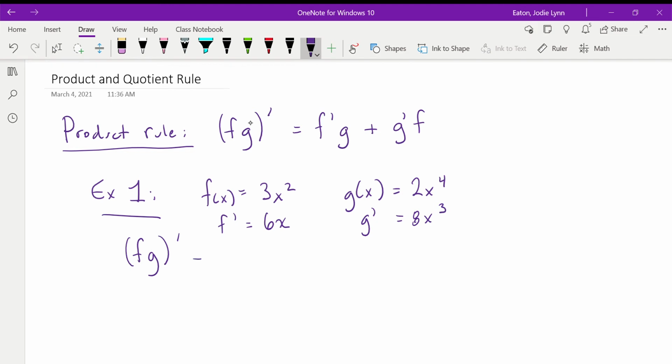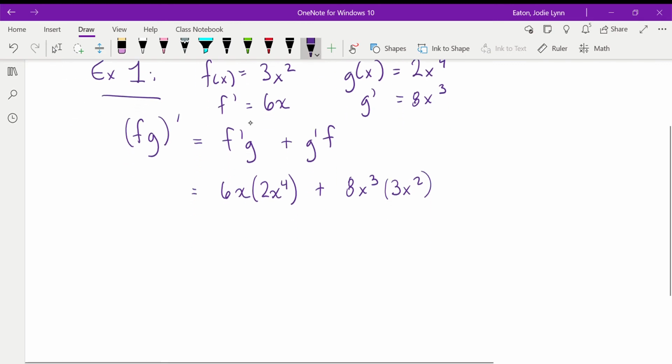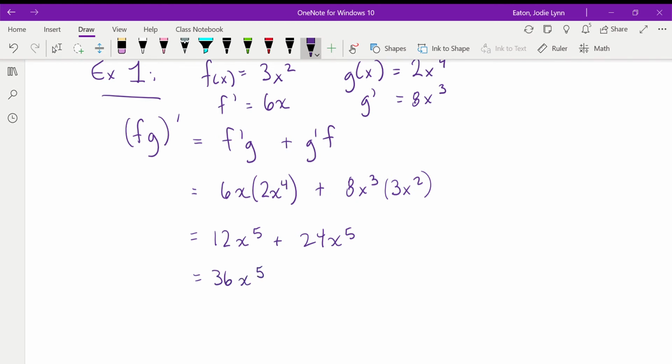So the derivative of f times g is equal to f prime g plus g prime f. So that is equal to 6x times g, which is 2x to the fourth, plus 8x to the third, which is g prime, times f, times 3x squared. Okay, so when we go ahead and we multiply everything through, we get 12x to the fifth plus 24x to the fifth, which is 36x to the fifth.